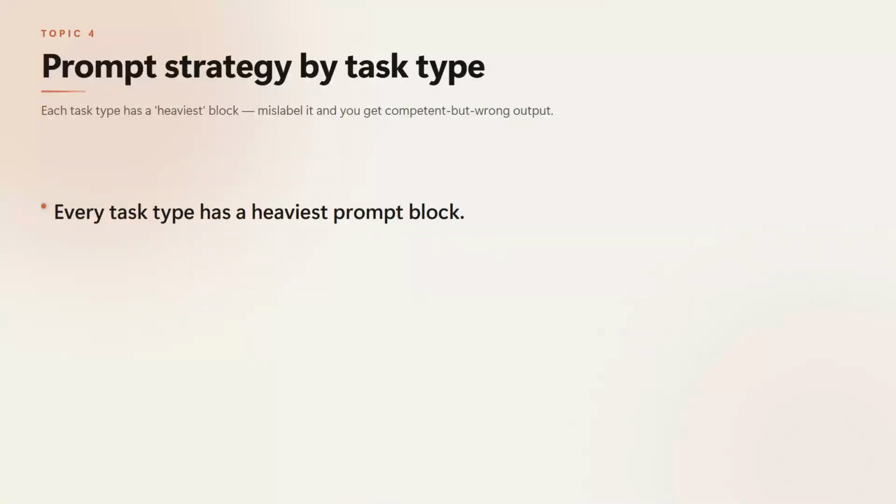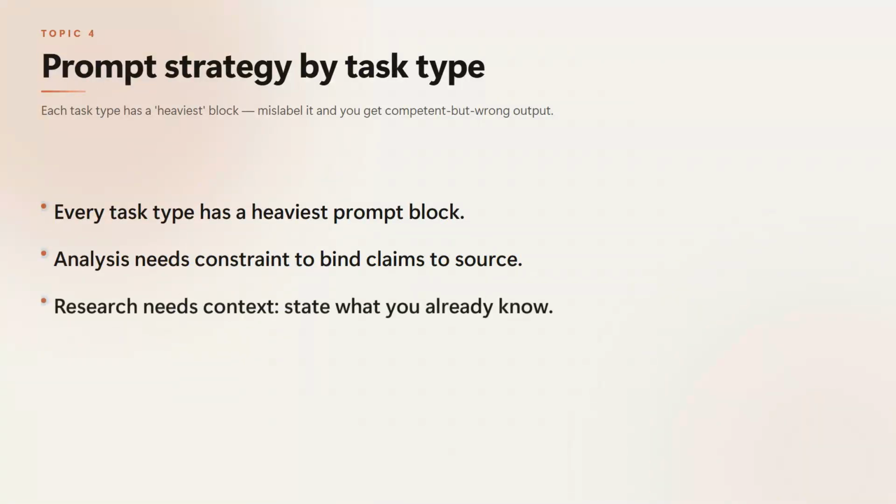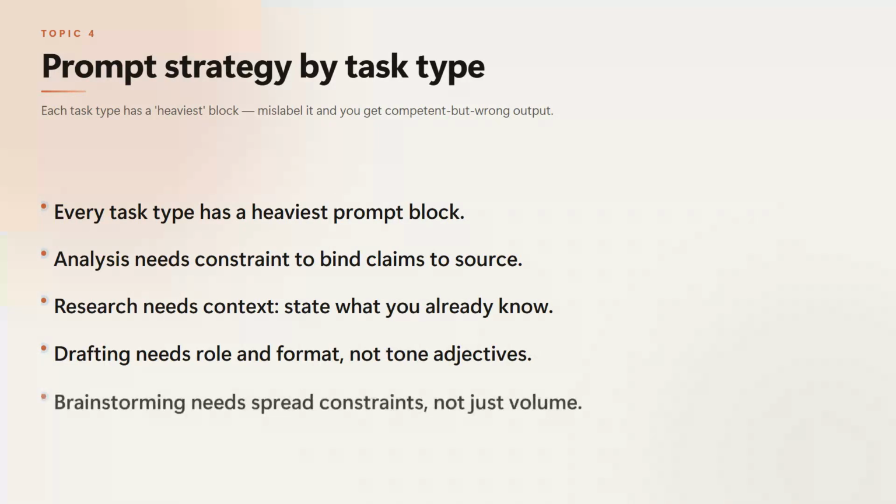The most common cause of competent but wrong output is using one prompting habit across all task types. Analysis, research, drafting, and brainstorming each have a different block that carries the weight. Analysis fails when you don't constrain it to the source. Research fails when you don't say what you already know. Drafting fails when you describe tone instead of providing voice samples. Brainstorming fails when you ask for volume but not spread. The fix is simple: load the block that each type is weakest in.